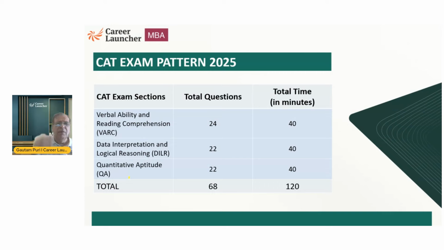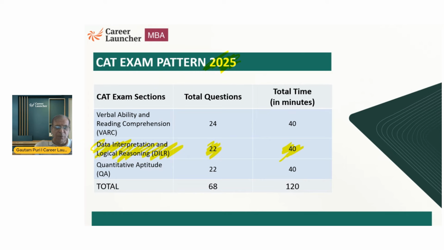We are looking at section 2, the DILR section of CAT, which typically has 22 questions, and the section has to be done in 40 minutes. This was the pattern for 2024 and we expect the pattern to be the same for 2025 also. I'm sure all of you know that from 2020 CAT has become a 2-hour paper, which means 40 minutes per section. Till CAT 19 it was a 3-hour paper with 1 hour per section.